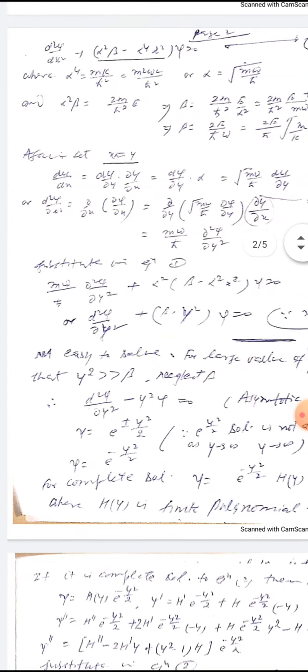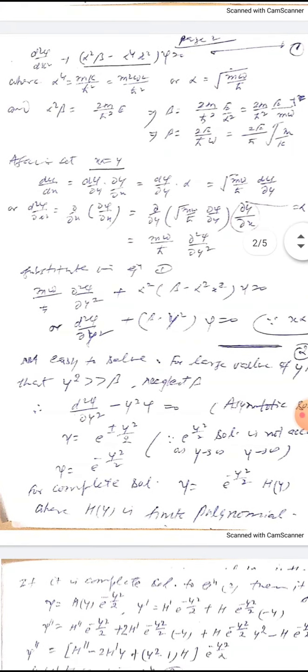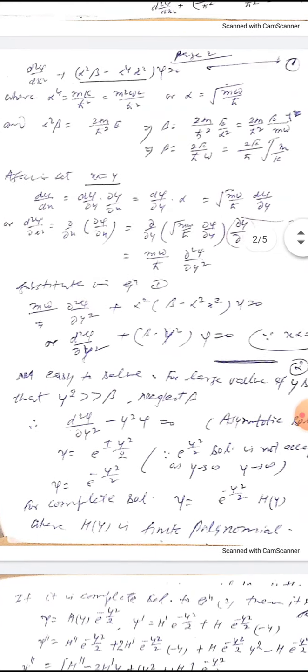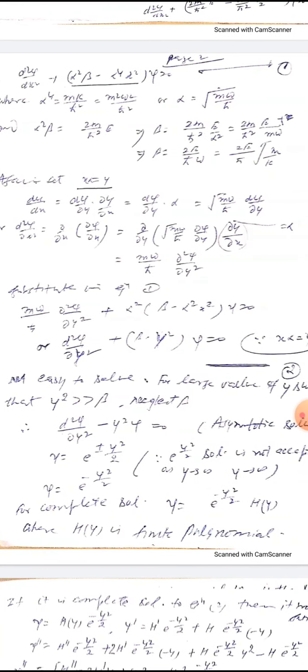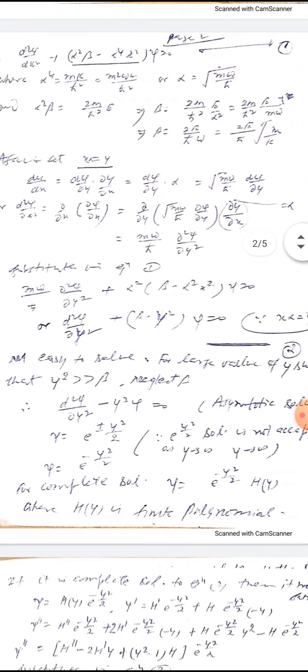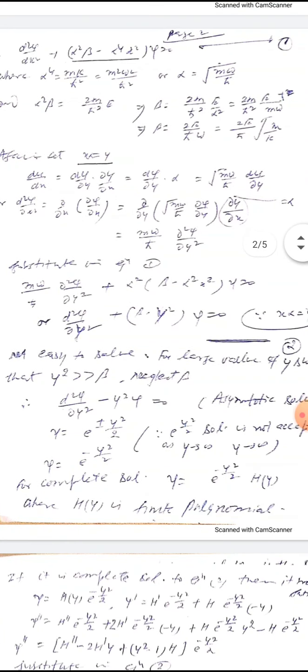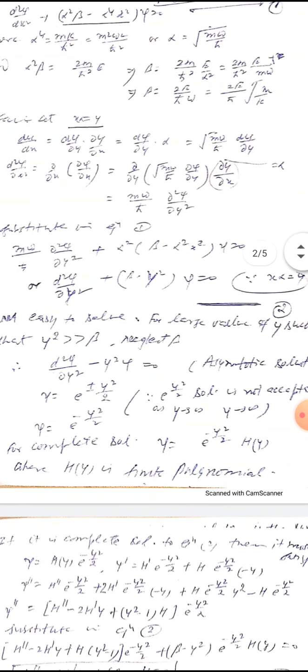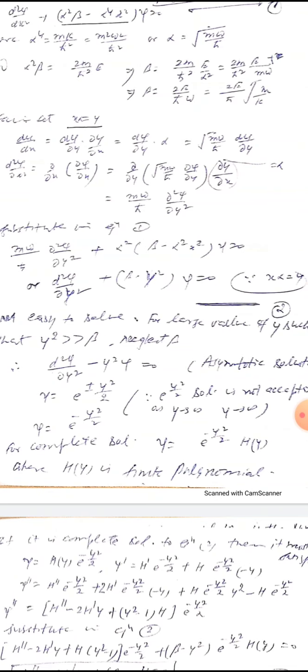Now substitute all these results in equation 1. So equation 1 reduces to this form: (m omega by h cross) d2 psi by d xi square plus alpha square (beta minus alpha square x square) psi is equal to 0. Again, since m omega by h cross is equal to alpha square, the equation reduces to this form: d2 psi by d xi square plus (beta minus xi square) psi is equal to 0.